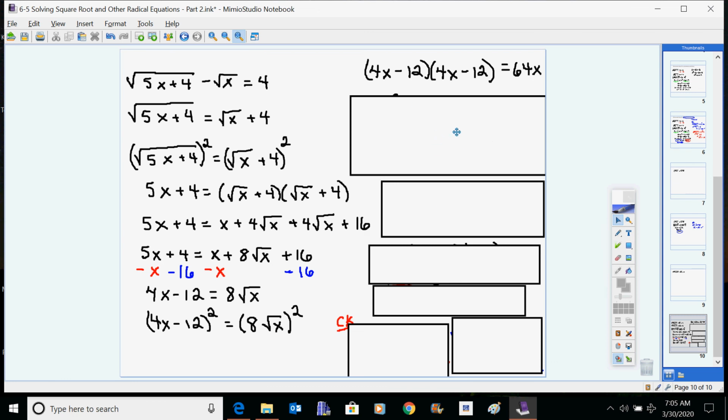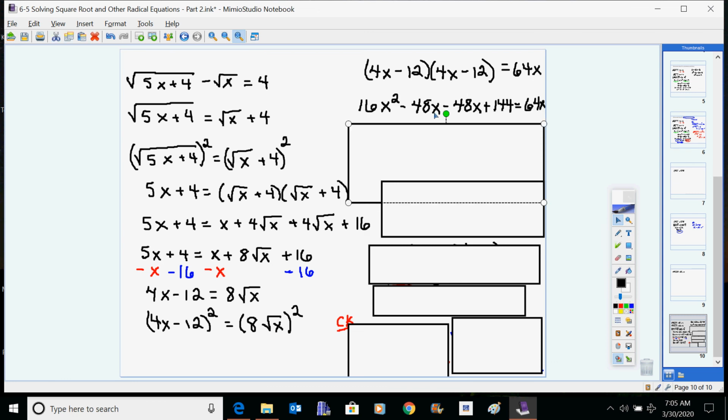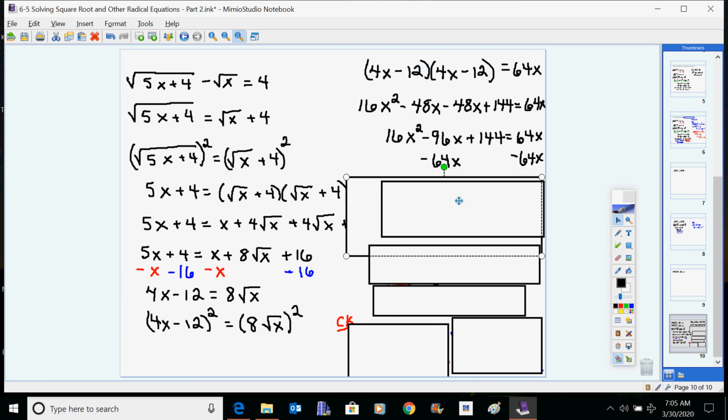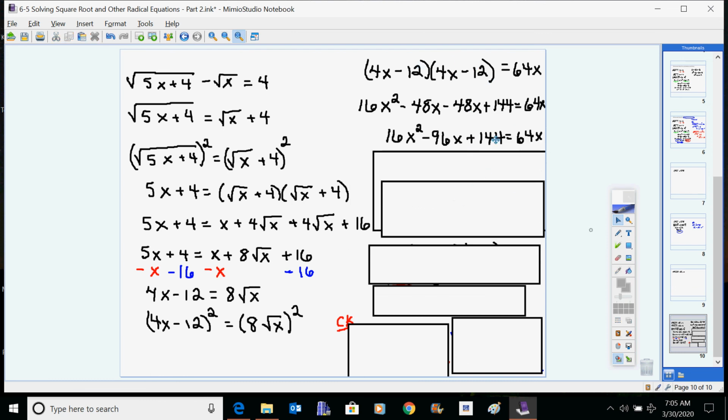So let's simplify this. You can either do it the long way like this, or by pattern. This will be 4x squared, 2 times this product, and then 144 at the end. Okay, so here's our negative 48x and negative 48x.